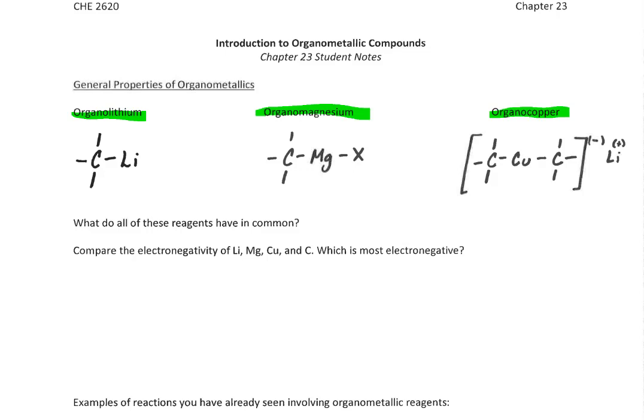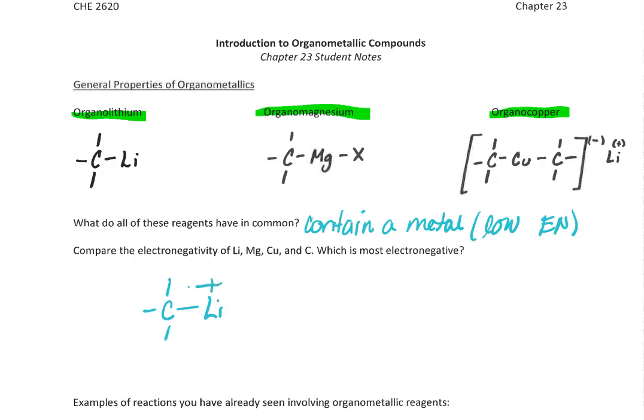What makes these so special is they all have one thing in common, and that is that they contain a metal, and that metal ends up having a low electronegativity. And what ends up occurring during the course of this is, no matter if we're talking about a compound that has lithium here, magnesium, or copper, every single time your polarity arrow looks like this.